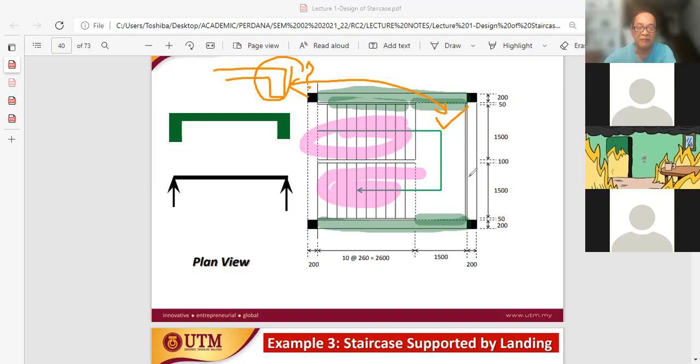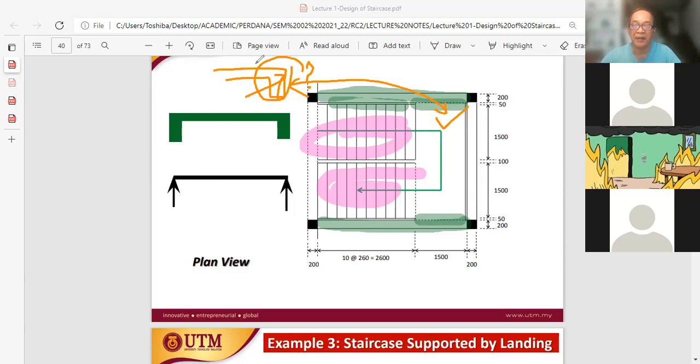Because the landing is now behaving sebagai support, therefore to design the landing, the reaction from the staircase has to be considered dalam landing. The same principle applies. Cuma dalam previous example, kita tak design the beam. We were not designing the beams. We were just designing staircase saja. If we were to design the beams, macam dalam project nanti, then you need to calculate apa reaction ni. What is the reaction on this particular beam? And this reaction will come from the staircase. Okay. The shear force daripada staircase tu, itulah reaction pada beam. Okay. The same principle applies.